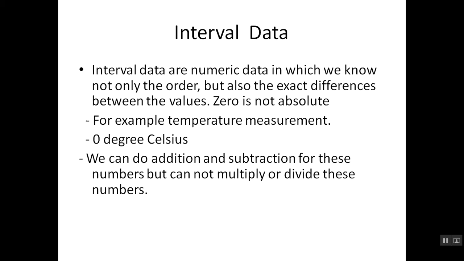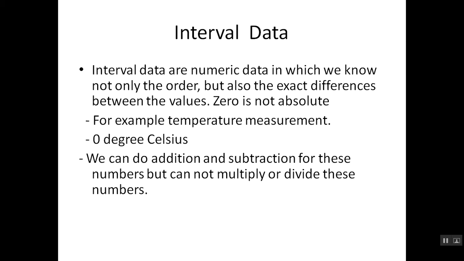But in case of temperature measurement, if there is a 0 degree Celsius temperature, what is the meaning of that? Is there no temperature? The meaning of 0 degree Celsius temperature is that at this point water starts freezing, and water starting to freeze doesn't mean that there is no temperature. So here the 0 is a reference point, but not a mathematical 0, not an absolute 0.